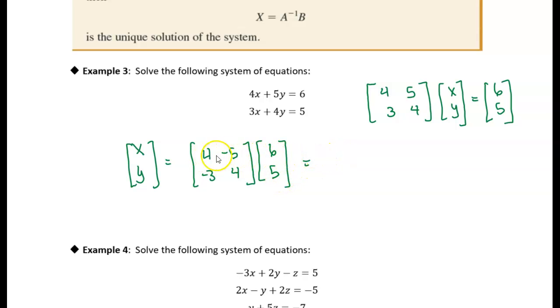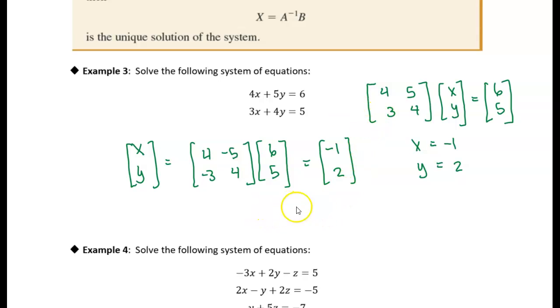So the first row, first column, we're going to get 24 minus 25, right, which is negative 1. And then for the second row, first column, we're going to get negative 18 plus 20. So that gives us a positive 2. So this is telling us now that x is equal to negative 1 and y is equal to 2. All right? Now we've solved that system of linear equations with an inverse matrix.